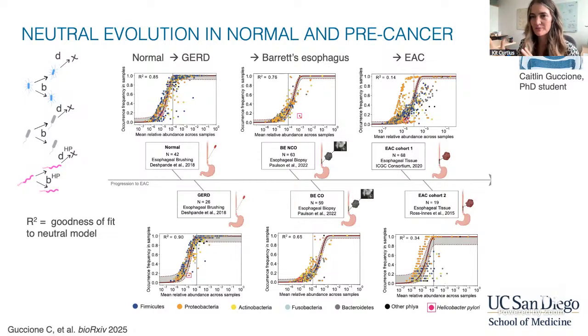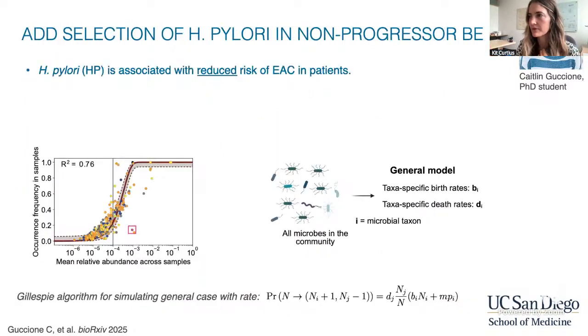I'm not going to talk too much about the EAC scenario, but I will focus on the Barrett's for one example for Caitlin's work. And why we were interested in H. pylori is that although HP causes stomach cancer, we know that it's associated with reduced risk of EAC in patients, and it's not really understood why that is, and if that's totally true, but there is some evidence for that.